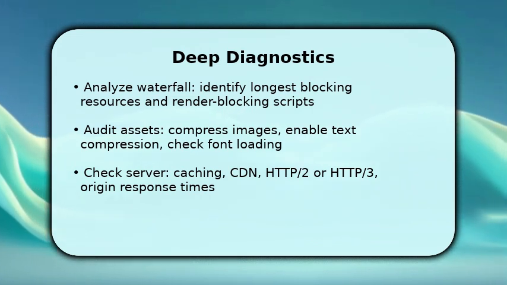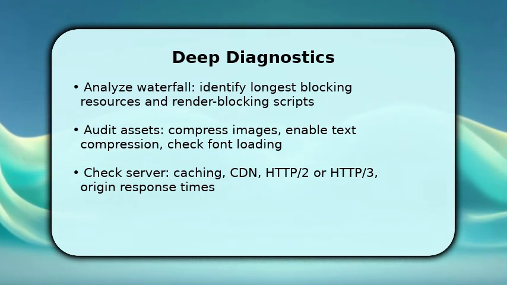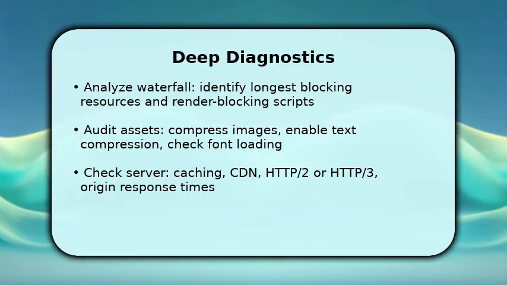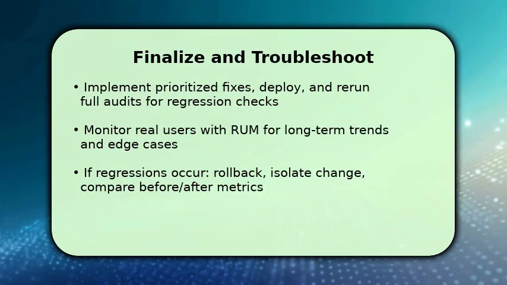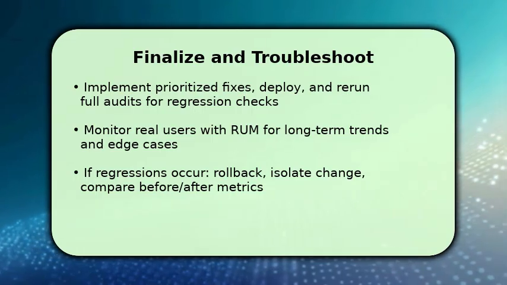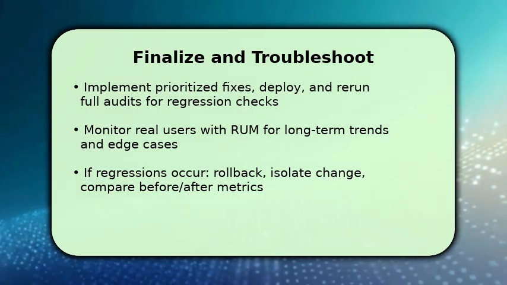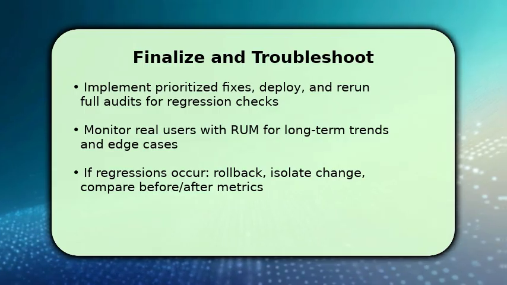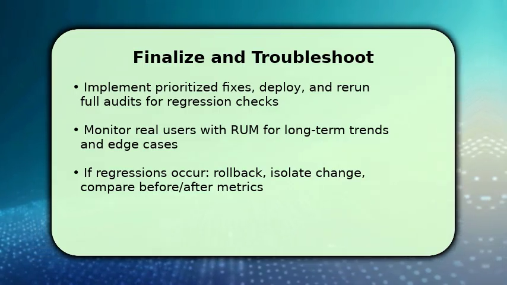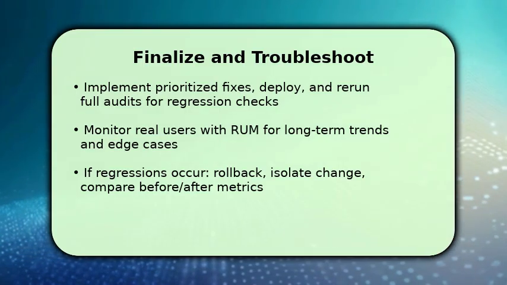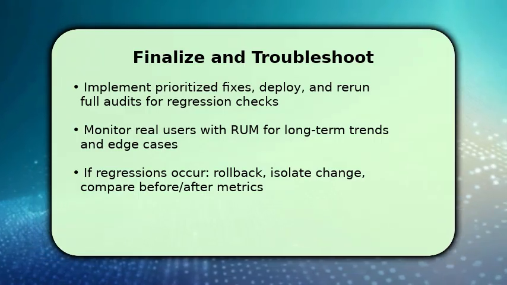You apply prioritized fixes, deploy critical changes like caching rules, asset optimization, and server tweaks, then rerun full audits to confirm regressions didn't occur. Next, set up real user monitoring so you catch geographic or device-specific issues over time and validate lab results against field data.